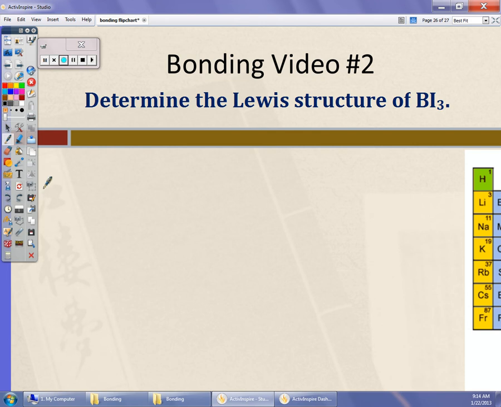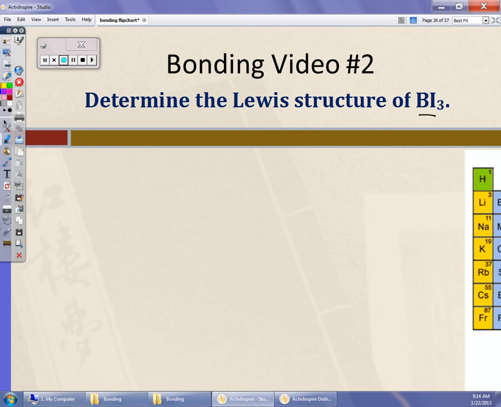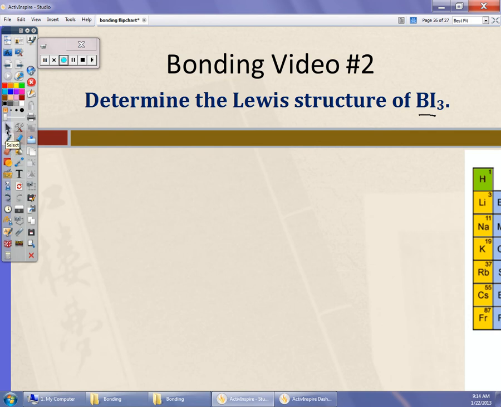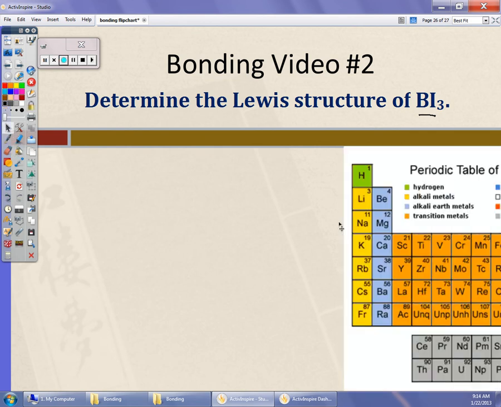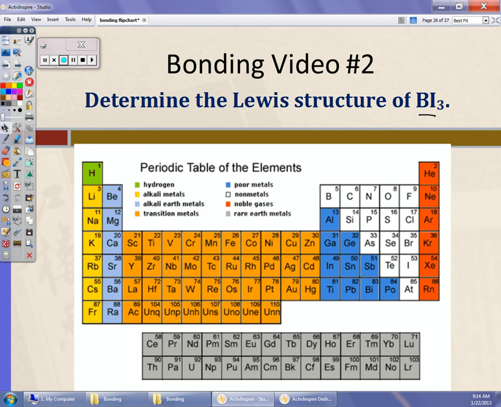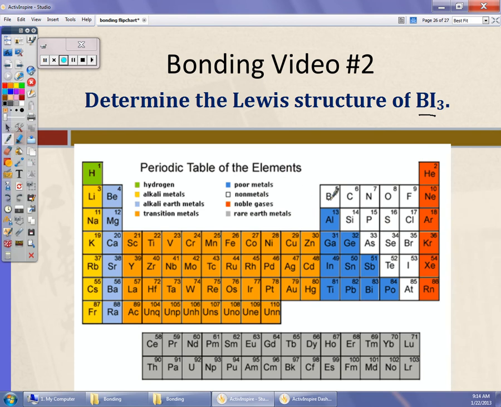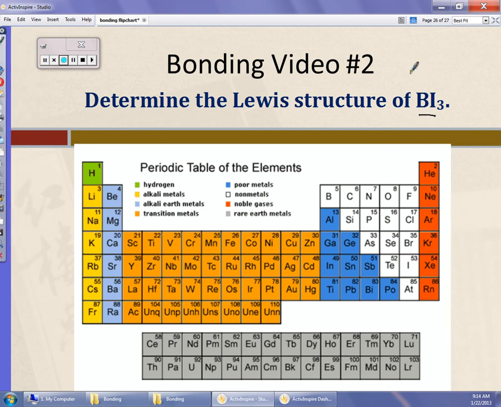Let's try an example. BI3. Just like yesterday, you want to start off with how many valence electrons do we have? Using your periodic table, boron has 3 valence electrons. Plus, there's 3 iodines. Each one of them has, down here, 7 valence electrons, for a grand total of 24 valence electrons.